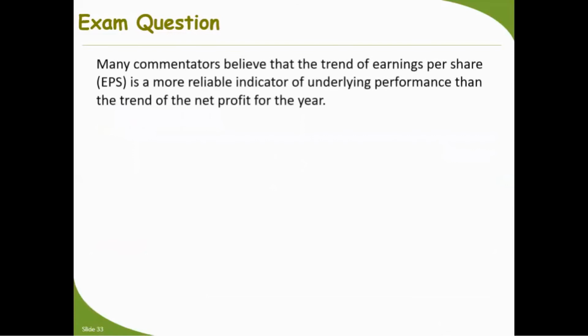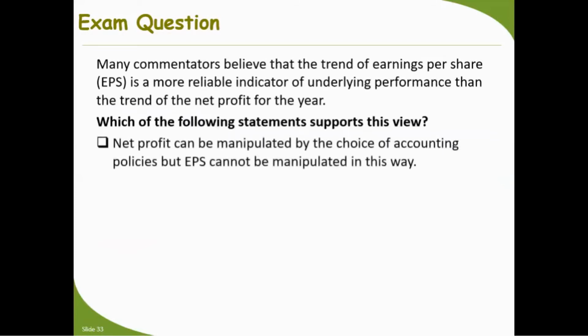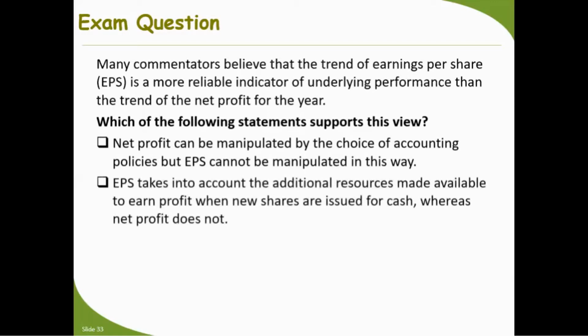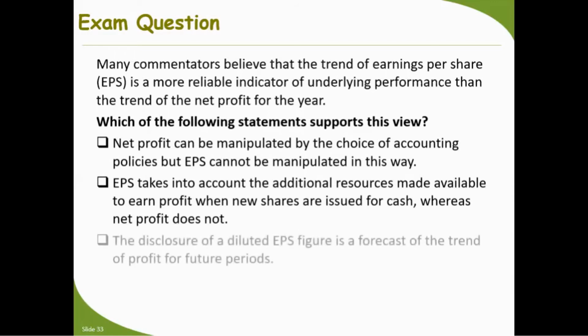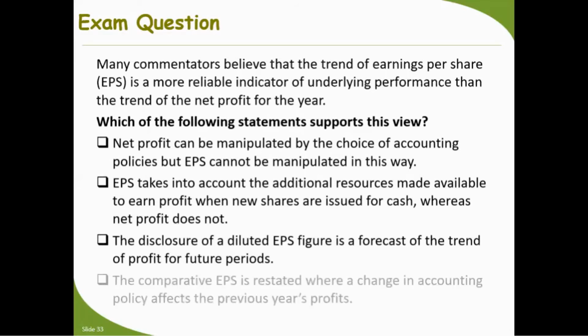Then many commentators believe that the trend of earnings per share is a more reliable indicator of underlying performance than the trend of net profit for the year. Which of the following statements support this view? Net profit can be manipulated by choice of accounting policies, but EPS cannot be. No. EPS takes into account the additional resources made available to earn profit when new shares are issued for cash, whereas net profit does not. The disclosure of the diluted EPS figure is a forecast of the trends for the future period. The comparative EPS is restated where a change in accounting policy affects the previous year. So our answer is 2.